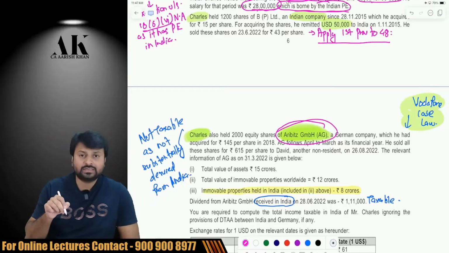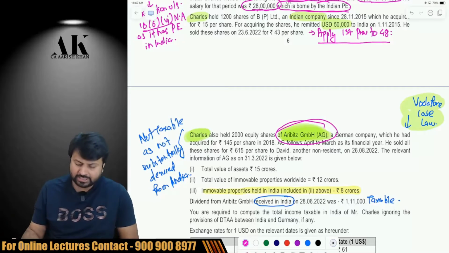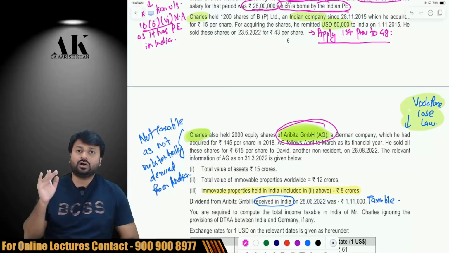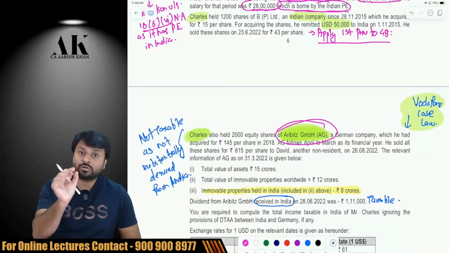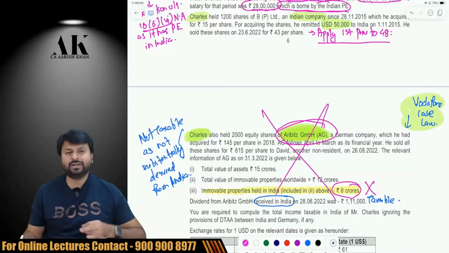Now, the income of AG, that is Aribits GmbH, is not deemed to accrue in India because the shares of Aribits GmbH do not derive their value substantially from assets located in India. Why are you saying so, sir? Because to fulfill that condition, the assets in India should be more than 10 crore rupees. And here the assets in India are only 8 crore rupees. Therefore, this income will not be taxable in India.